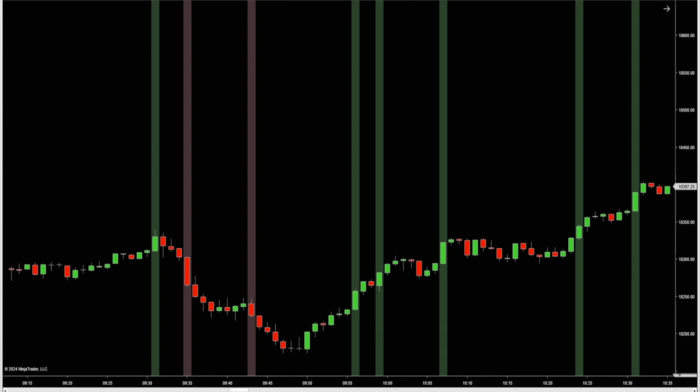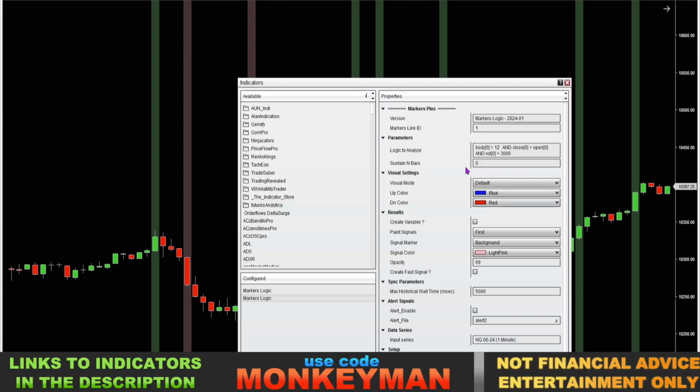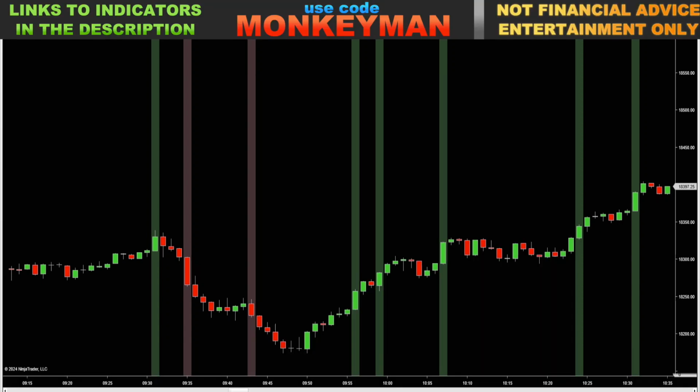Just infinite ways you can use Markers Plus. There's a bunch of different built-in variables that you can use. There's a Discord group for the Markers Plus, and it's got a list of all the built-in variables. So there's a way you can detect these candles from the comfort of your own home.